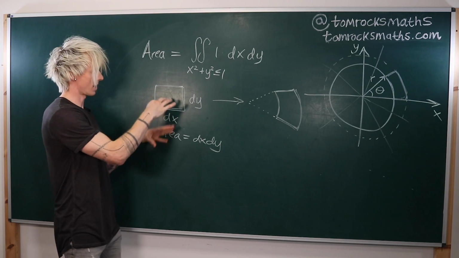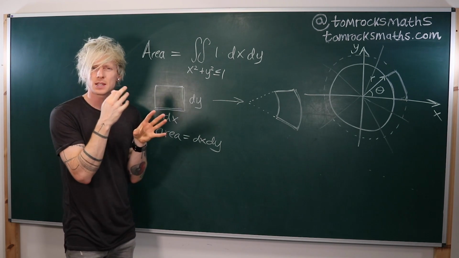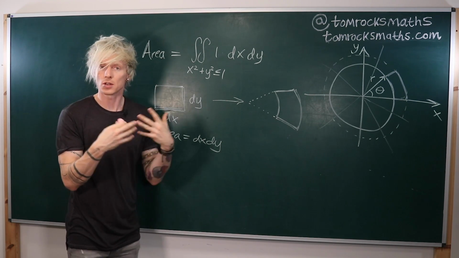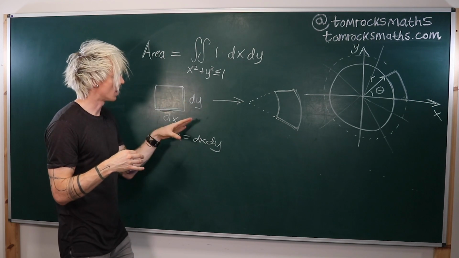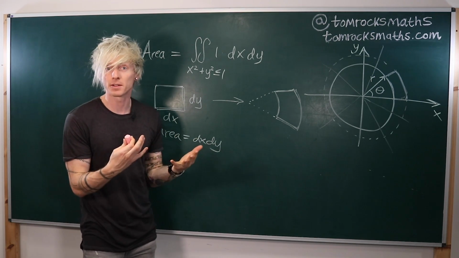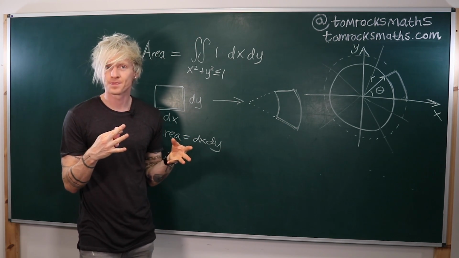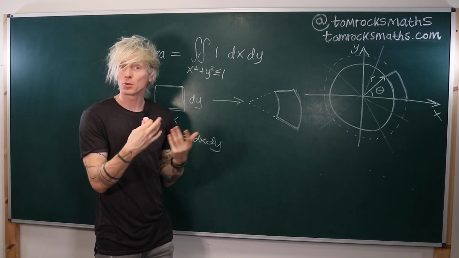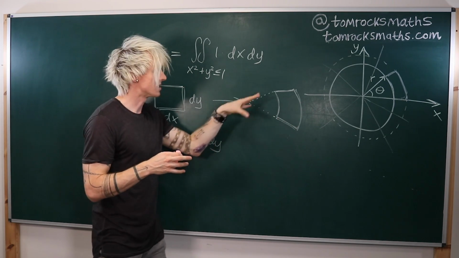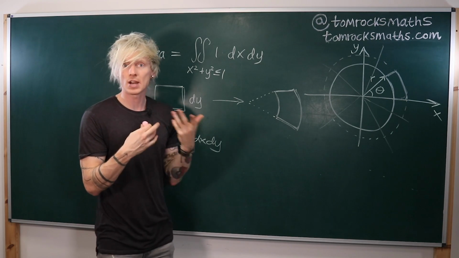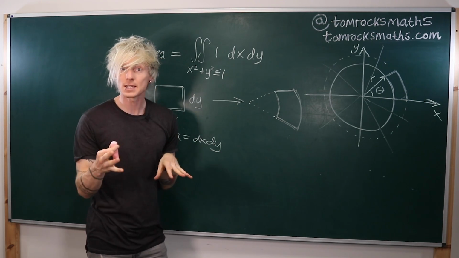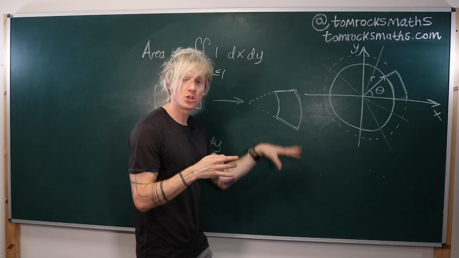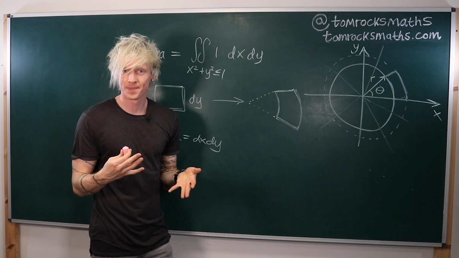Just like in our rectangle, dx represents a small change in the horizontal direction and dy a small change in our other variable, the vertical direction. We want to try and include d theta, a small change in our angle, and dr, a small change in our radius, because r and theta, of course, are our new coordinate system.